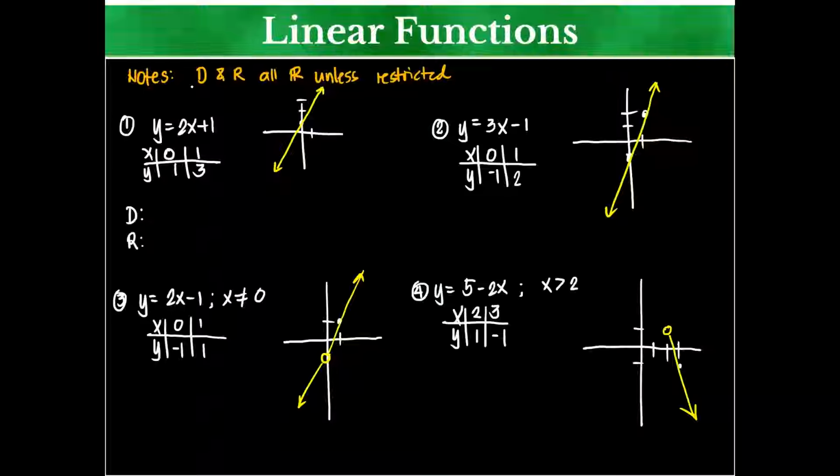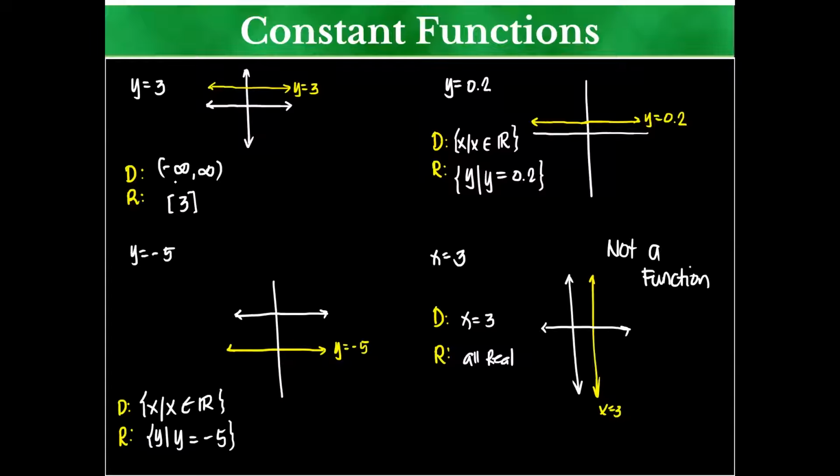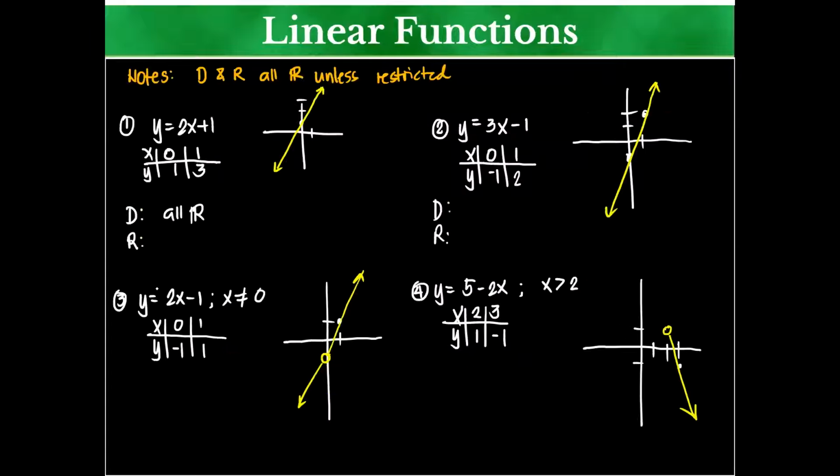It says in the notes, domain and range are all real numbers unless restricted. In number 1, do you see any restrictions? There's none. Number 2, do you see any restrictions? There's none. Number 3, do you see any restrictions? Yes. So yun yung ibig sabihin. So that means we don't need to think. In number 1, it's all real. Pero of course, don't be tamad, ha? I don't want to see this. I want to see you either in this form, interval notation, or in solution set form. Sige, para hindi kayo tamad, I will also not be tamad.